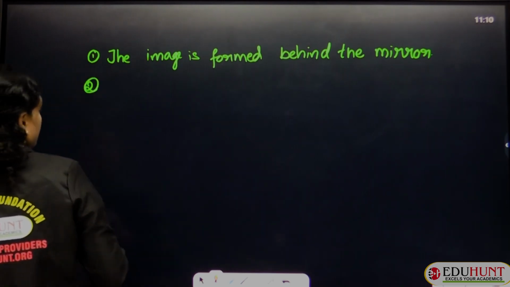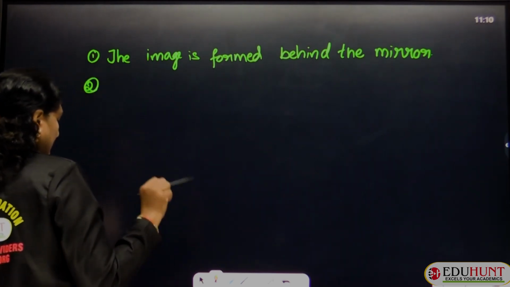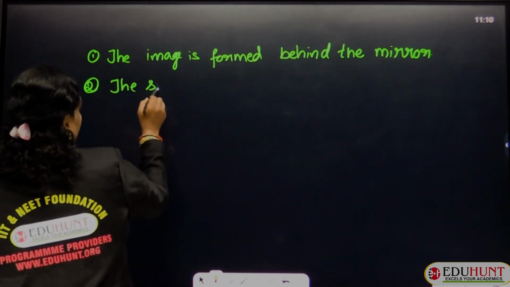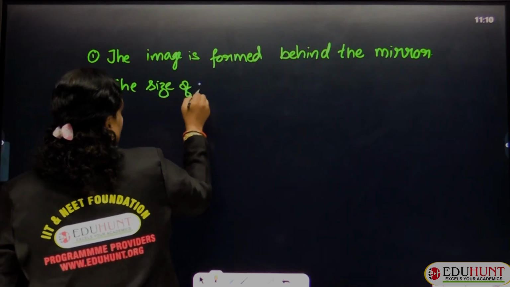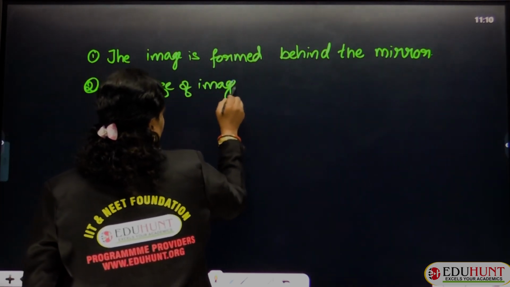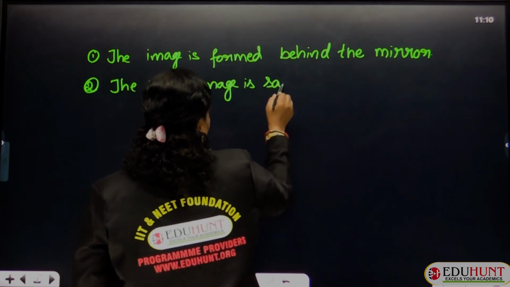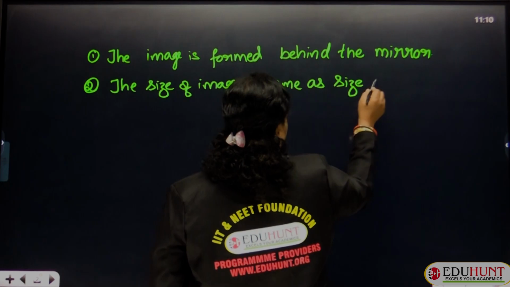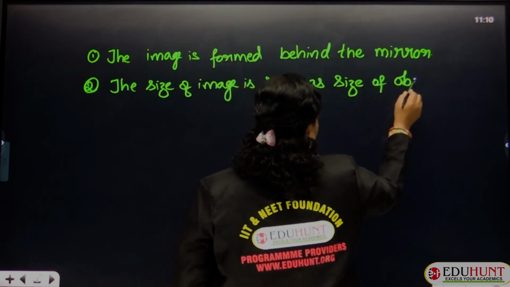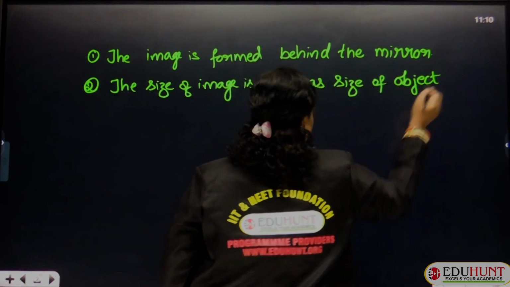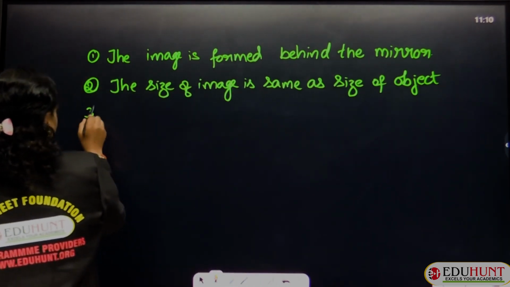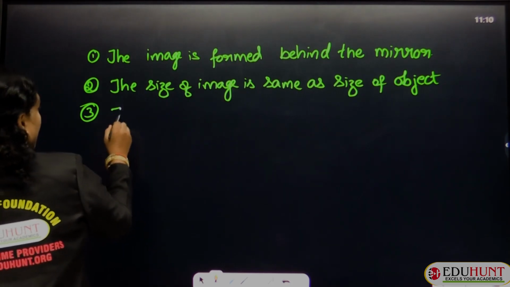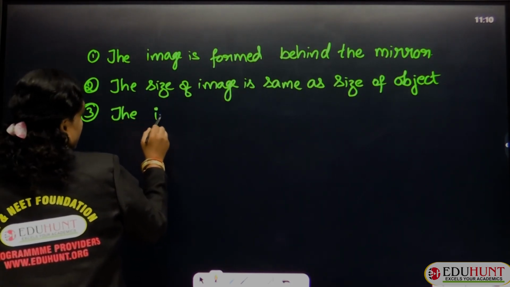Second one: the size of the image is the same as the size of the object. Point 3: the image is laterally inverted. What is laterally inverted?